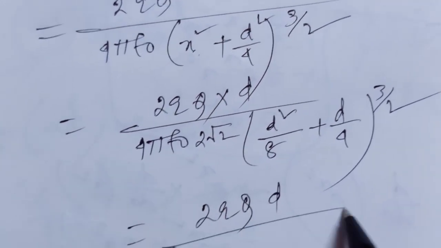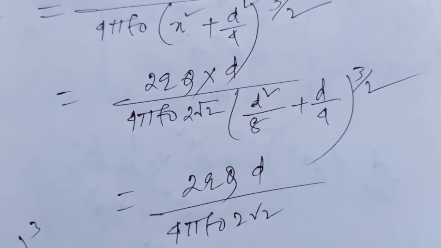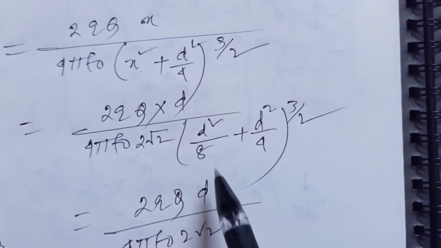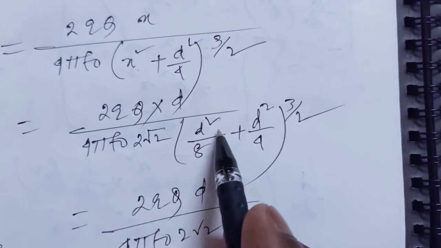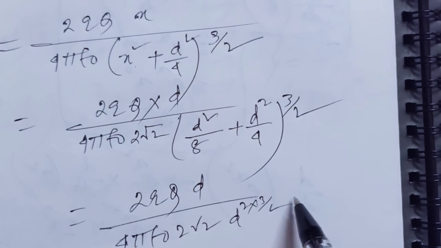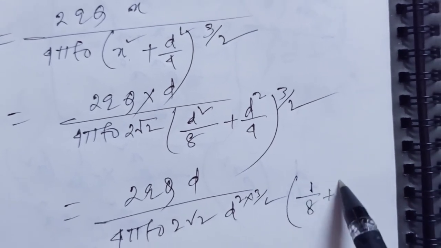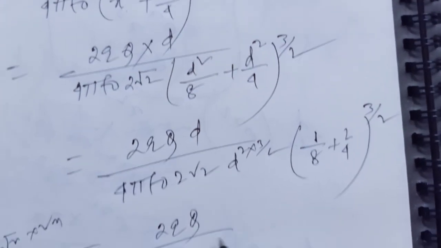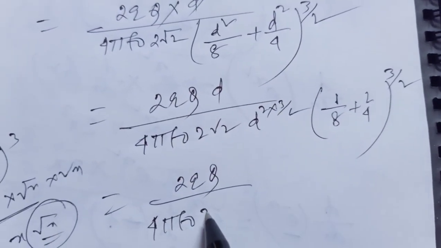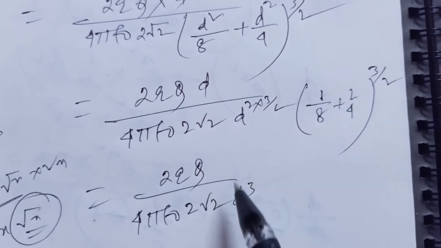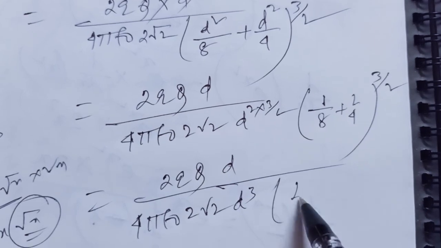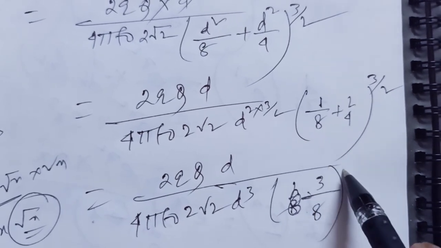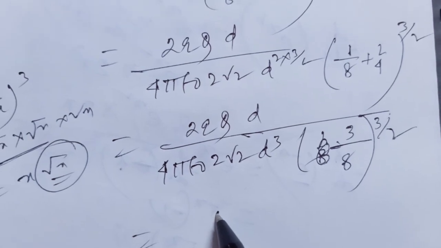So 2qd by 4 pi epsilon naught, 2 root 2 into d by... So this is d square, so you can take a common d square, and then d square into 3 by 2 into (1 by 8 plus 1 by 4) whole to the power 3 by 2. So 2 small q capital Q by 4 pi epsilon naught, and then 2 root 2, then this is d cube, and this is d, this is d, and this is 1 by 8 plus 1 by 4. If we take LCM of 8, then 1 plus 2, 3, 3 by 8 whole to the power 3 by 2. And this is d square.